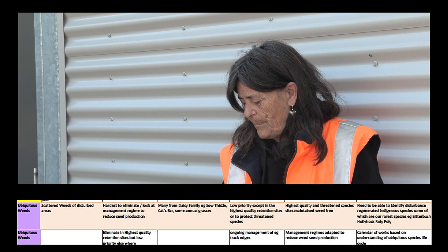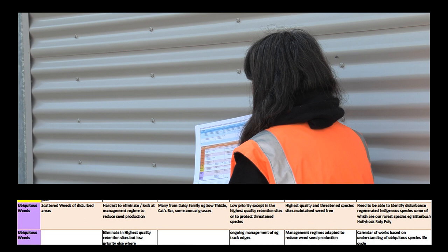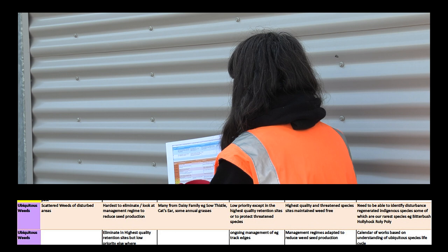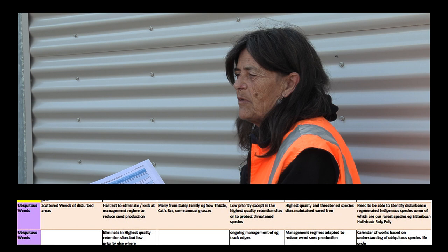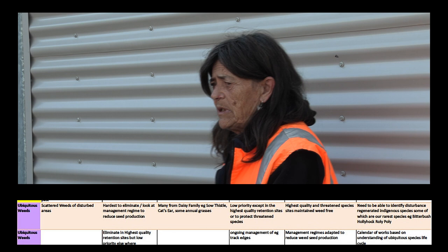And then what I've got is another column, work plan needs. So I've divided up into the type of weed, what the characteristic is of it, management strategy with it, examples of it, and some of these, I apologise, are probably more from the peninsula, but you have a lot of similar things here. The priority, the measure of success, and what your work plan needs to make it a success.